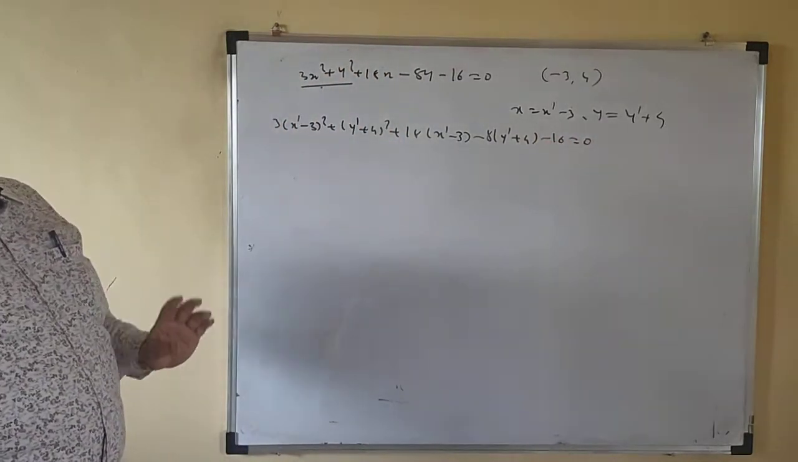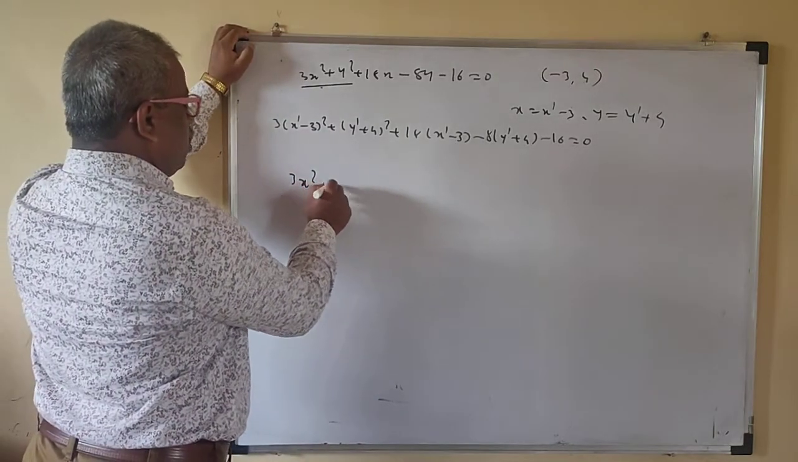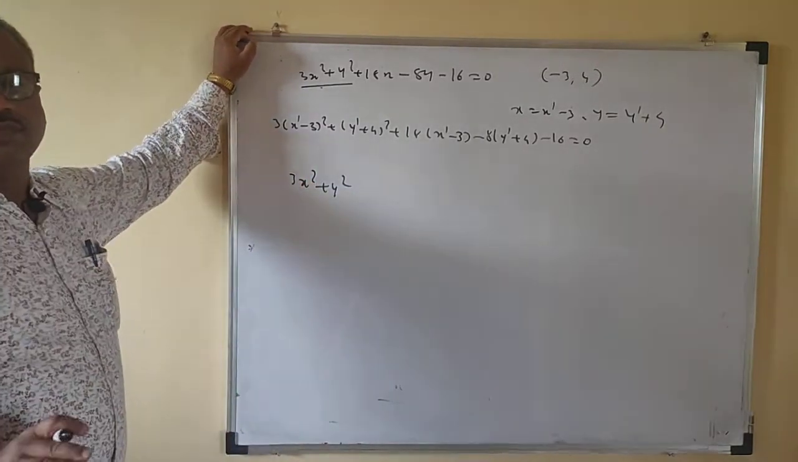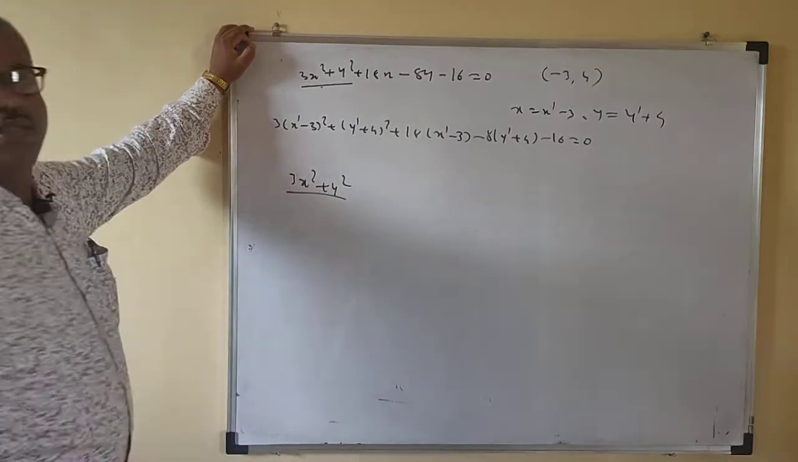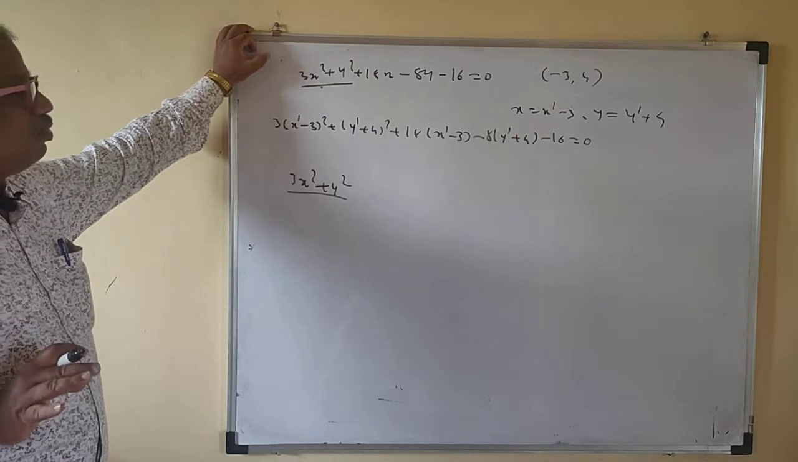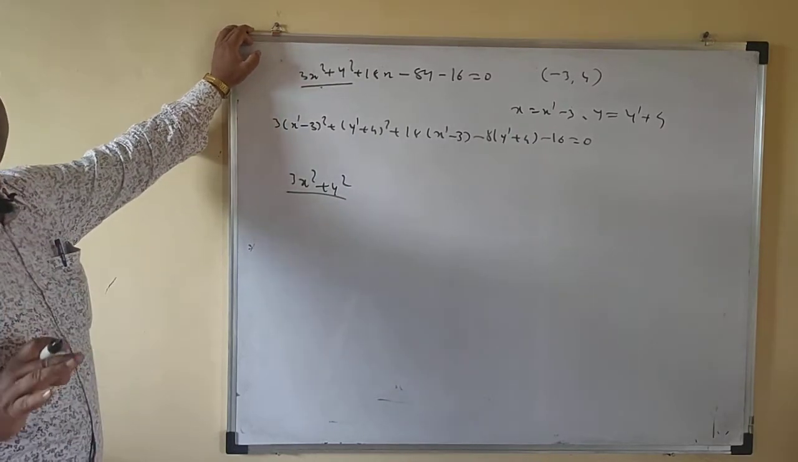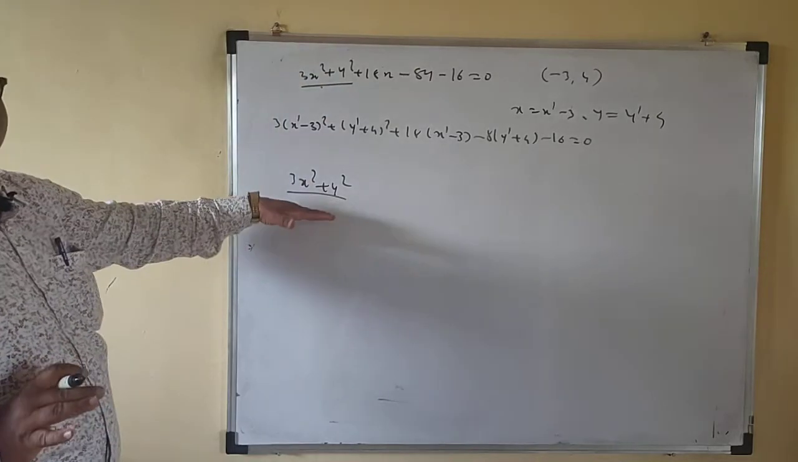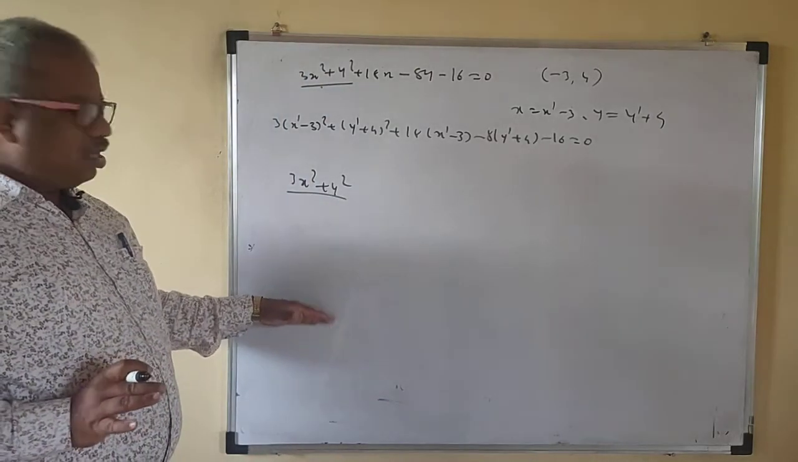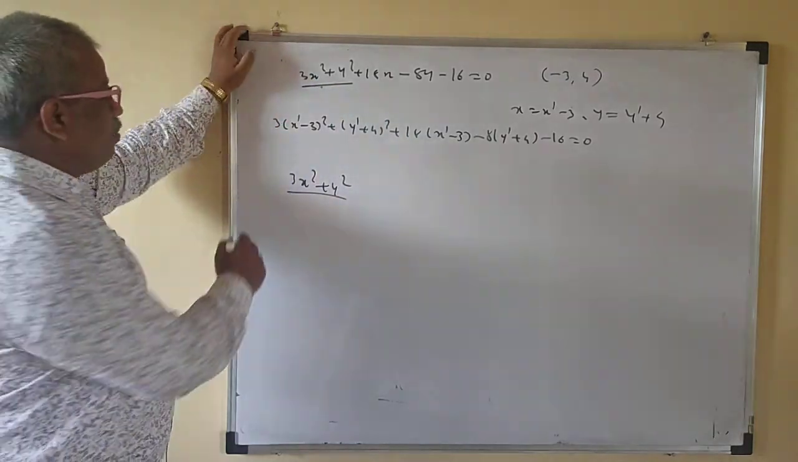You have been given the options. In the options, look at 3x² + y². There is no change in the product term, so the second degree terms will be as they are. After shifting the origin, the second degree terms remain the same. Just check which equation has the same coefficients. That will be your correct option.